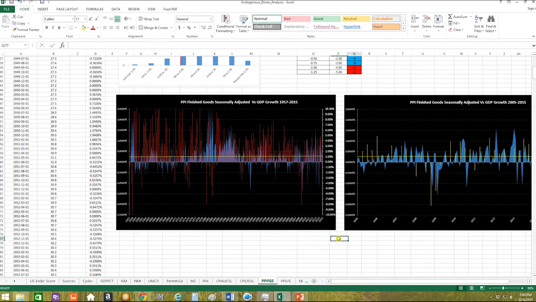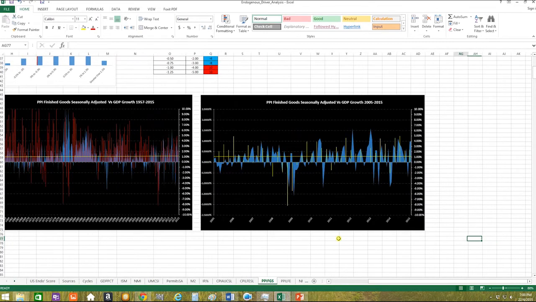We actually can zoom in, as we did earlier with CPI. We can zoom in here to a more recent period. So we're looking at the period 2005 to 2015. And when we zoom in, we can even see this a bit more closely, that PPI all items is pretty well correlated to real GDP.